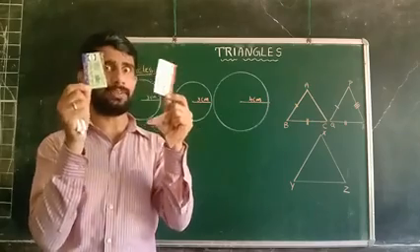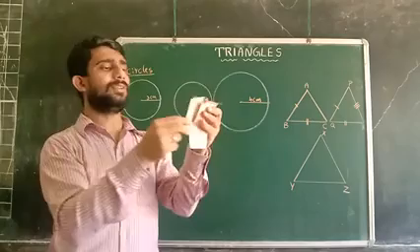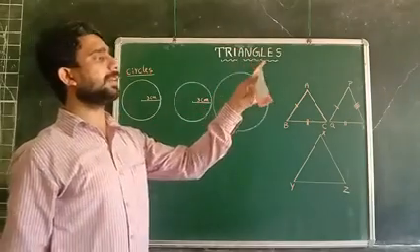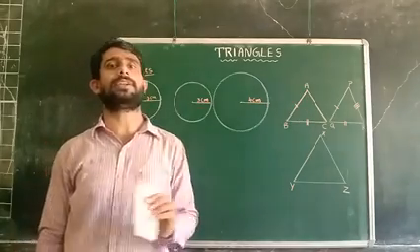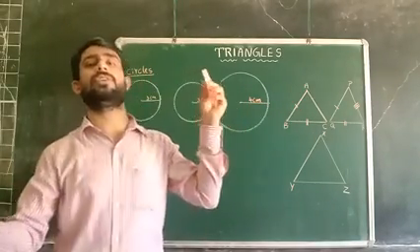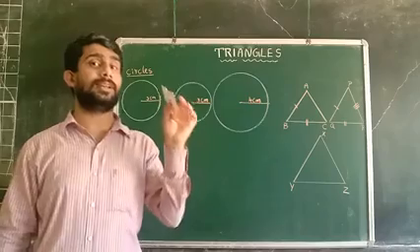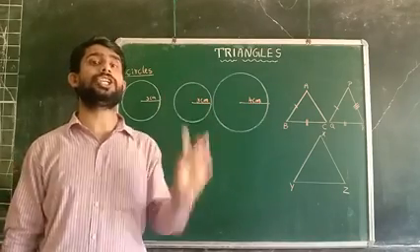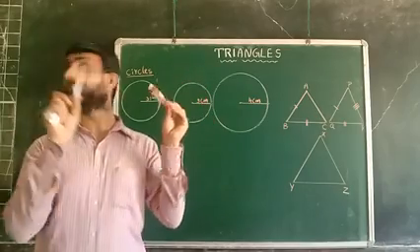I will call these two figures as congruent figures. Why do I call this congruent figures? Why do I not call this note and this card congruent figures? If they should be congruent figures, two geometrical figures to be congruent, they should have the same size and the same shape. Same size and same shape.